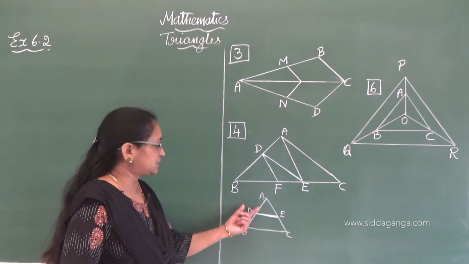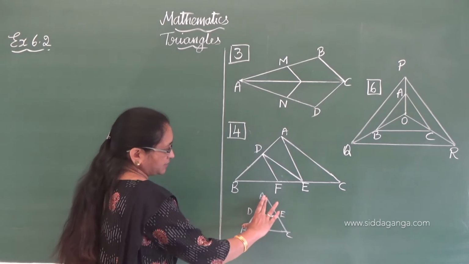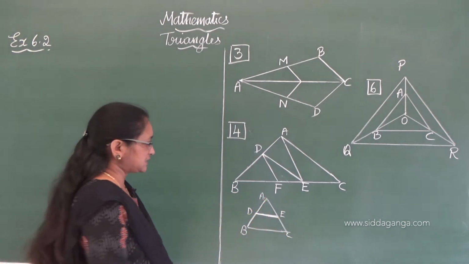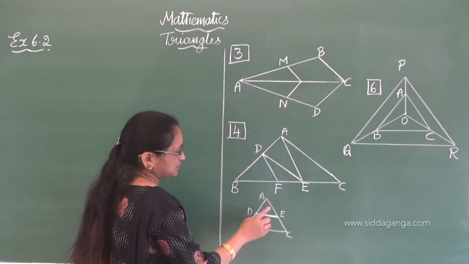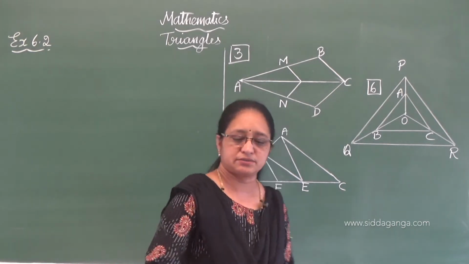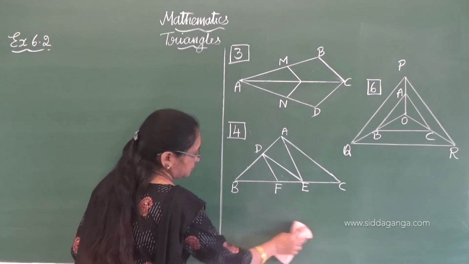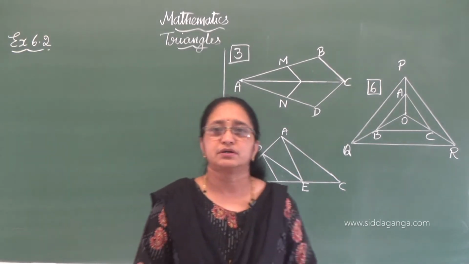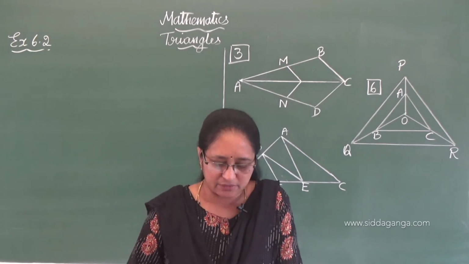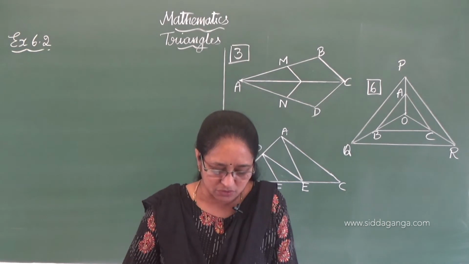And we also learnt the corollary, that is AD by AB is equal to AE by AC, as well as AB by DB is equal to AC by EC. All these corollaries we also learnt, correct? I hope you can recall it. So based on this we are going to work out this exercise problem 6.2. I had worked out the first one and second one in the previous class. Now we will move on to the third one.